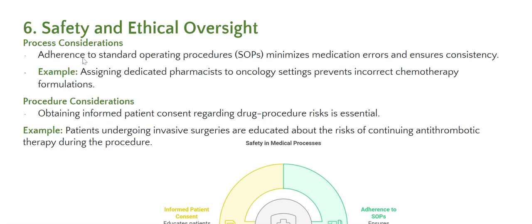Safety and ethical oversight. Process consideration: adherence to standard operating procedures, SOPs for short, minimizes medication errors and ensures consistency. Example: assigning dedicated pharmacists to oncology settings prevents incorrect chemotherapy formulations.